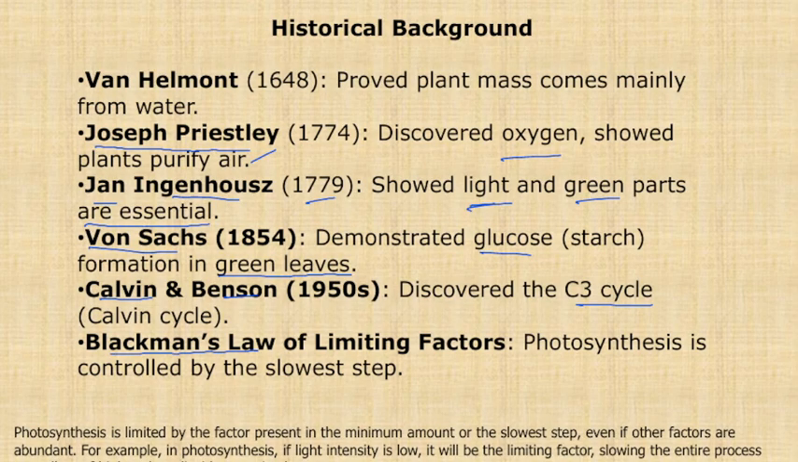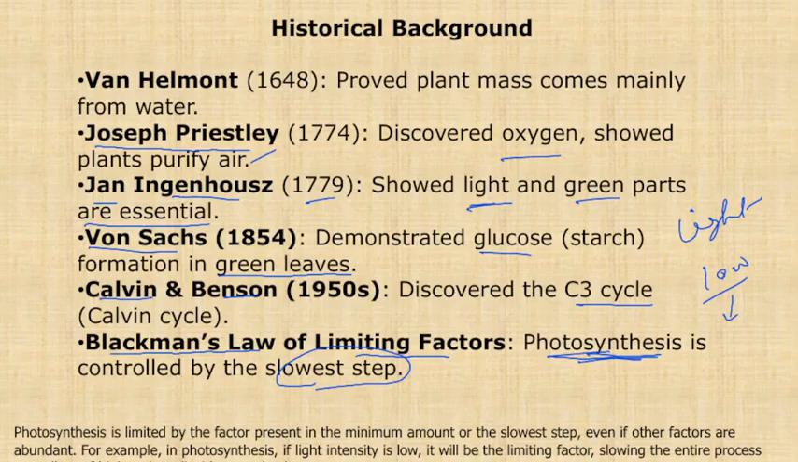Whereas Blackman's law of limiting factors says that the photosynthetic rate can be controlled by the slowest of the steps. It means if there is a limit in any of the factors, for example light is low, then it will impact the overall photosynthetic reaction, and photosynthesis will be halted. Even if carbon dioxide is present, water is present, or other factors necessary for photosynthesis are there, if light is not there, photosynthesis will not happen. So even if one of the factors is limiting, it will not allow photosynthesis to occur.